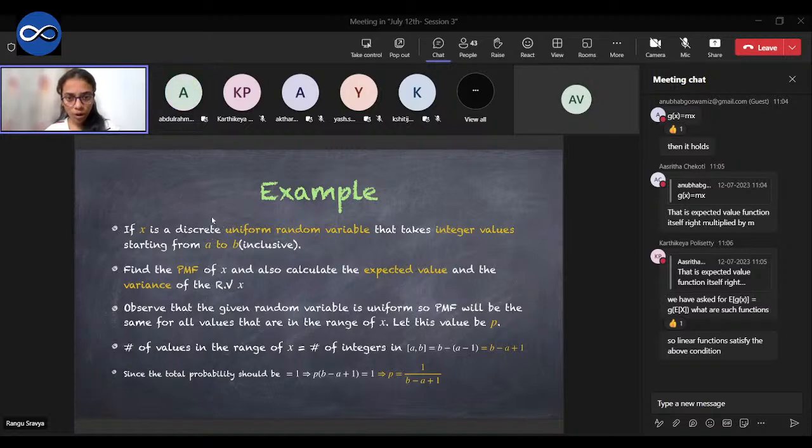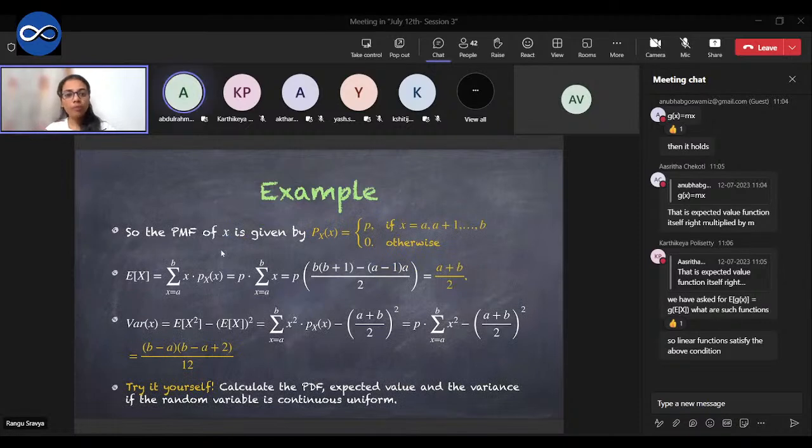So let's assume that probability as p. Then by normalization, the total probability should be 1. So 1 equals p into b minus a plus 1. This implies p equals 1 by b minus a plus 1. So each integer can be taken with this probability. So the PMF of x will be given like this: it will be p for x equal to a till b, 0 otherwise.